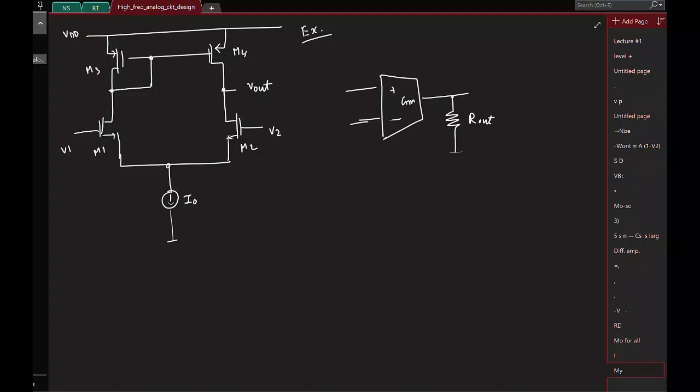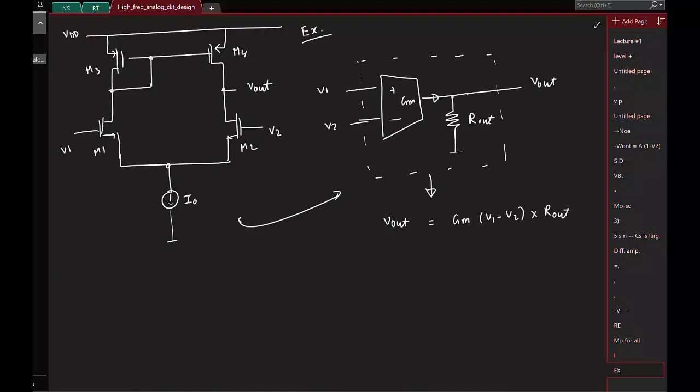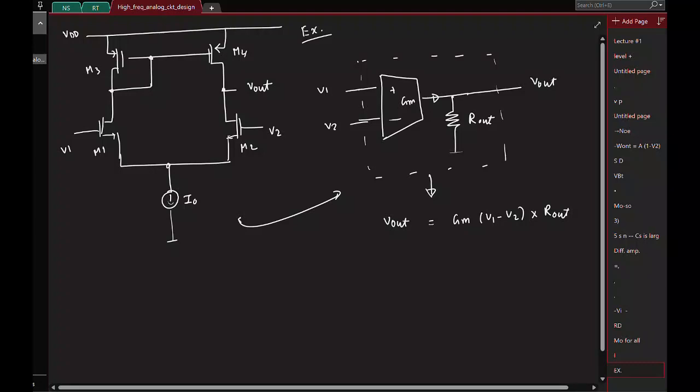Let me mark it. So this is V1, V2 and V out. This is basically a model for this. That's all. So now here, what is the output V out in terms of V1 and V2? The current coming here is what? V1 minus V2 times GM, and it flows through R out. So the gain here is GM times R out.